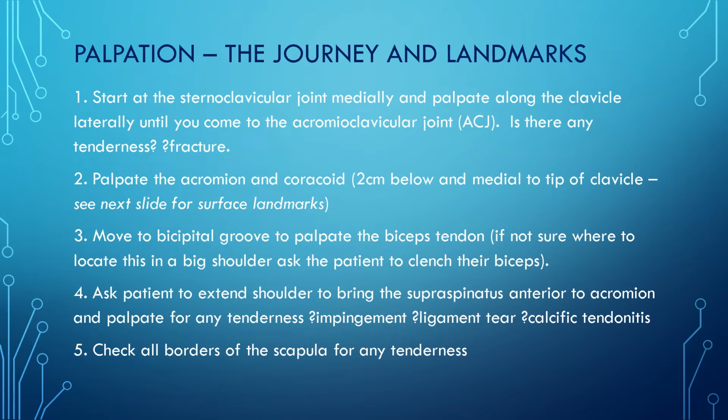Then, still holding your hand in that position, you want to ask the patient to extend the shoulder to bring the supraspinatus anterior to the acromion and palpate the supraspinatus. So again, you put your fingers over the humerus, and you may just put your fingertips across this area, and as the patient extends their shoulder, as it moves their arm behind them, this will bring the supraspinatus anterior to the acromion.